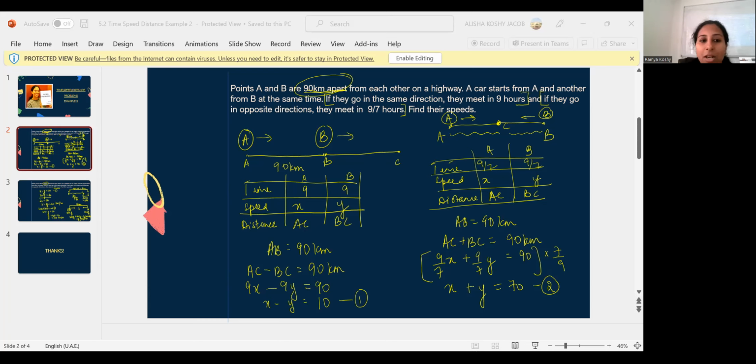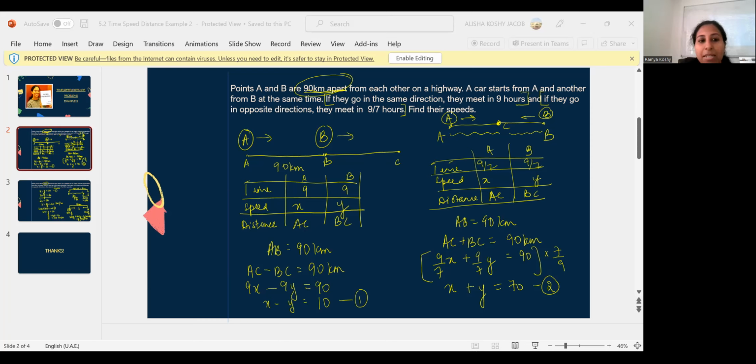Now, what is the logic that we will use over here? The distance AC is the distance covered by car A. Distance BC is the distance covered by car B. We know that the difference between the distances is 90. You have AC, BC, and the difference between these distances must be 90. Now, how do you find distance? Distance is equal to speed into time, correct?